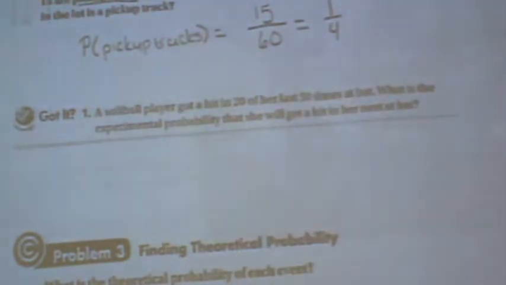So we're going to set it up as probability, and then just so we know what we're looking for, it's probability of pickup trucks. So we take how many pickup trucks we counted, which was 15, and we're putting that over the total number of vehicles, which is 60. So when we reduce this, you get 1/4. And you can also plug this into your calculator and get a decimal out, which would give you 0.25.